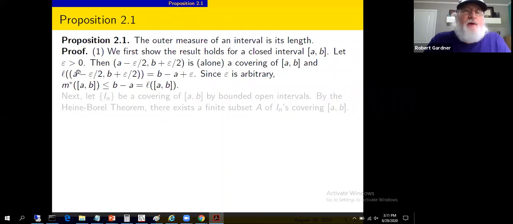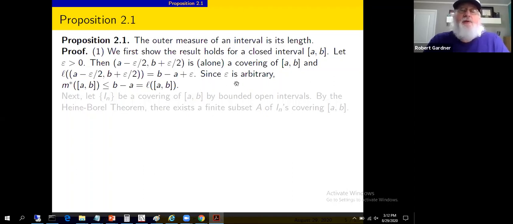All right, let's get some wiggle room. Let epsilon be greater than 0. Consider the single open interval from a minus epsilon over 2 to b plus epsilon over 2. That goes a little bit less than a and a little bit bigger than b. So that covers the closed interval from a to b. And the length of that interval is just the difference of the endpoints. It's b minus a plus epsilon. That's when we did the epsilon over 2.